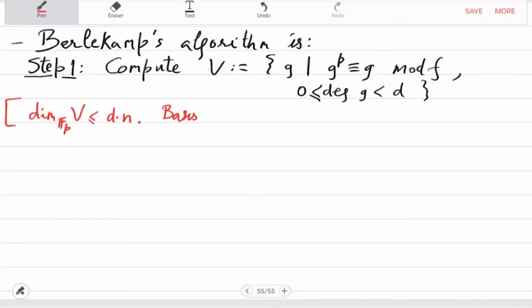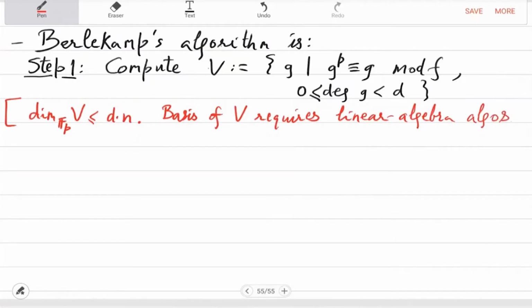So the basis of V requires linear algebra algorithms. So what is the time complexity of that? If you naively do it, then the time complexity will just be the same as matrix multiplication, which is (dn) whole cube Fp operations. So that is (dn)^3 times log p. So this much time. (dn)^3 Fp operations, where each operation is linear in log p, and then O tilde for the log factors in the fast algorithms.